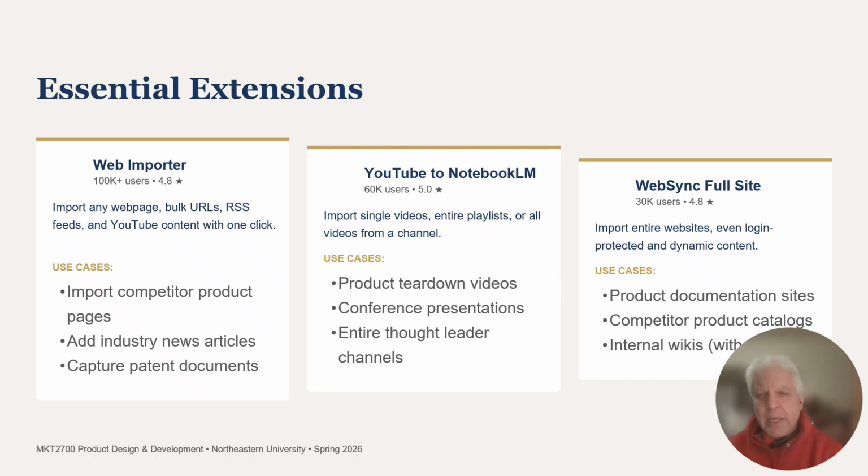It lets you import any web page with a single click. But here's what makes it powerful. Bulk URL import. You can paste a list of 50 URLs and import them all at once, all the pages. It also handles RSS feeds, so you can set up automatic imports from industry news sources. For product design specifically, think about importing competitor product pages, industry news articles, patent documents, anything you can find while researching.